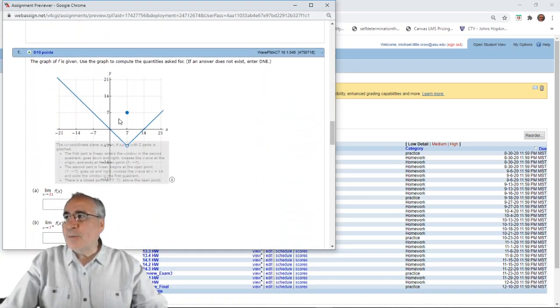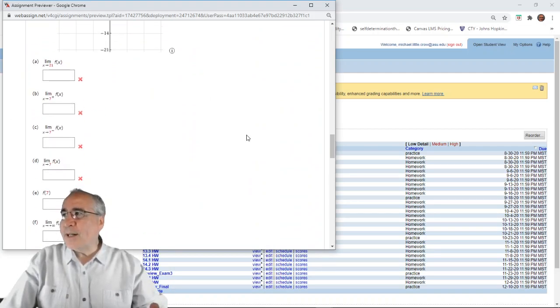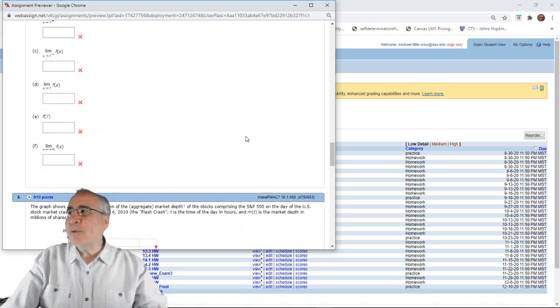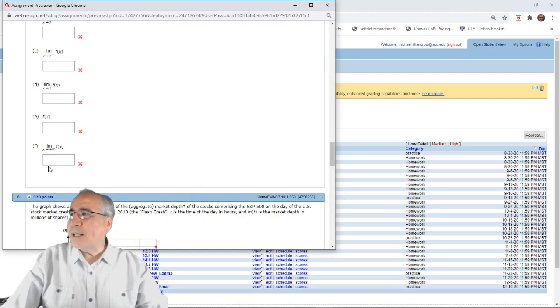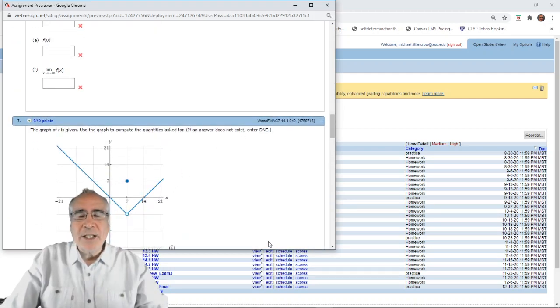There are a couple here with some discontinuous stuff going on. They'll ask for the left side, the right side, and what the total limit is. They'll even ask what the function value is, and they'll look at what's happening at infinity. For infinity, we just have to extrapolate.